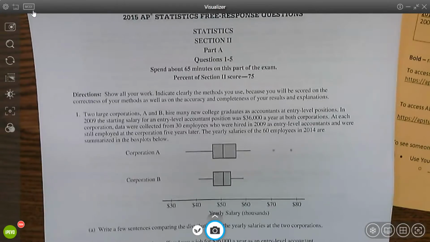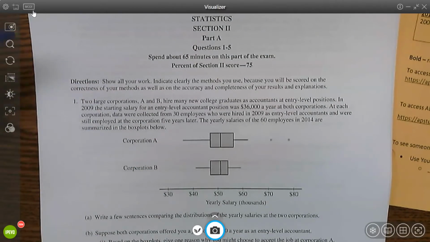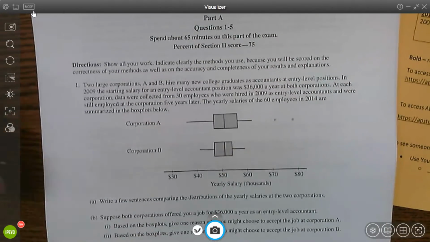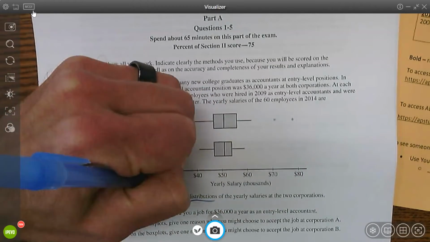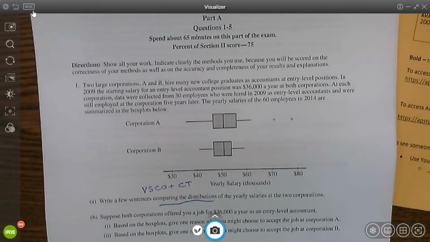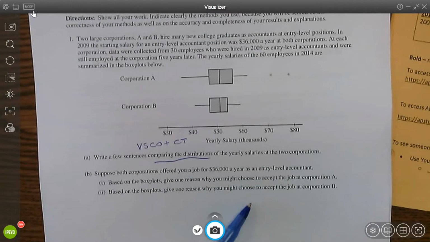All right. So question 1, I see box plots. Immediately I'm thinking exploring data, one variable. Comparing distributions, this is visual plus context. And then it's asking why might I choose corporation A, why might I choose corporation B? This is getting into probably the visual plus context, maybe a little bit deeper, some features of the graph.